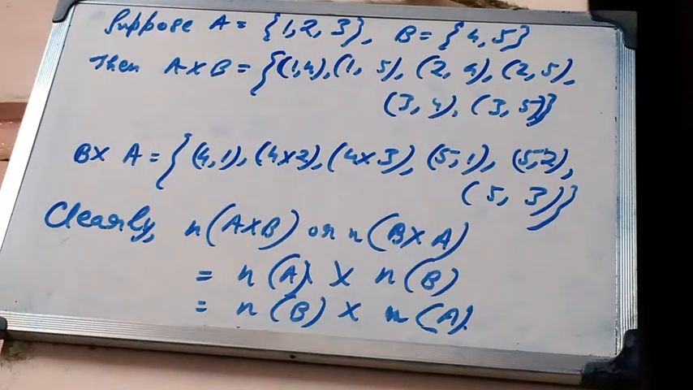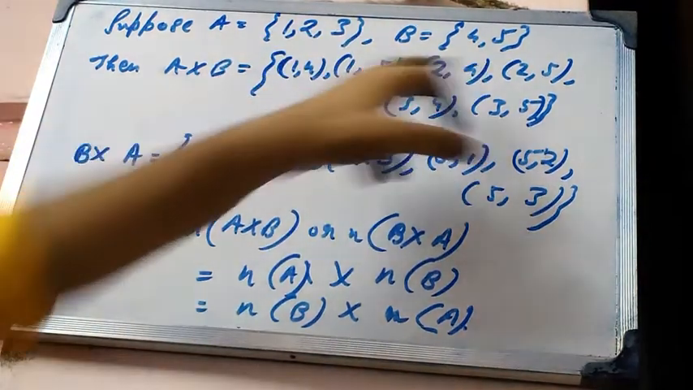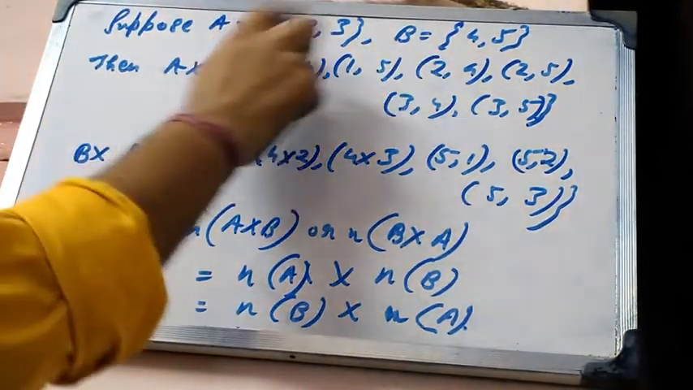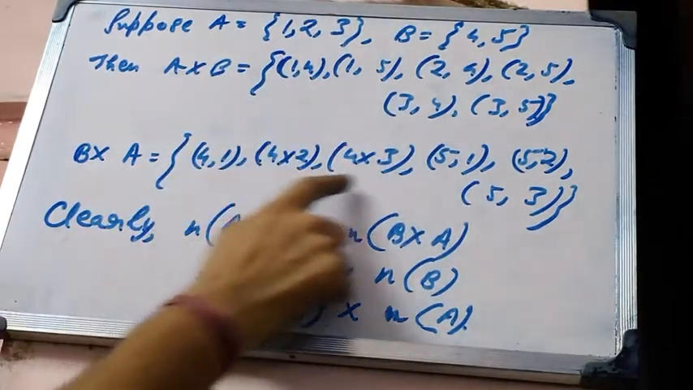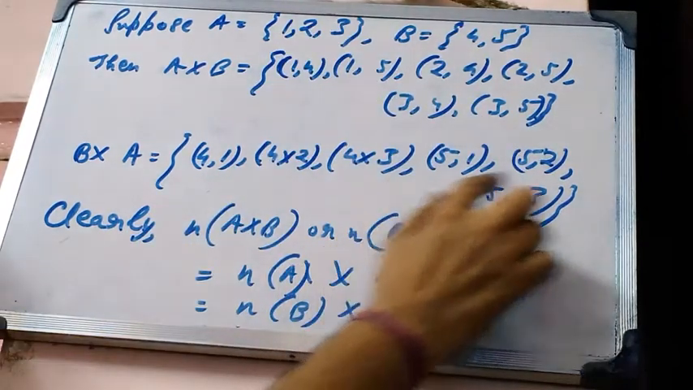Let's look at an example to clarify this Cartesian product. We have taken a set A equal to {1, 2, 3} and a set B equal to {4, 5}. Then A cross B is equal to (1, 4), (1, 5), (2, 4), (2, 5), (3, 4), (3, 5). And the set B cross A is (4, 1), (4, 2), (4, 3), and finally (5, 1), (5, 2), (5, 3).